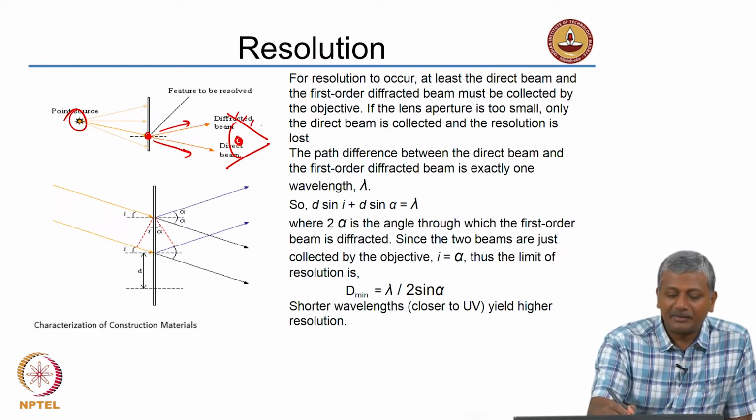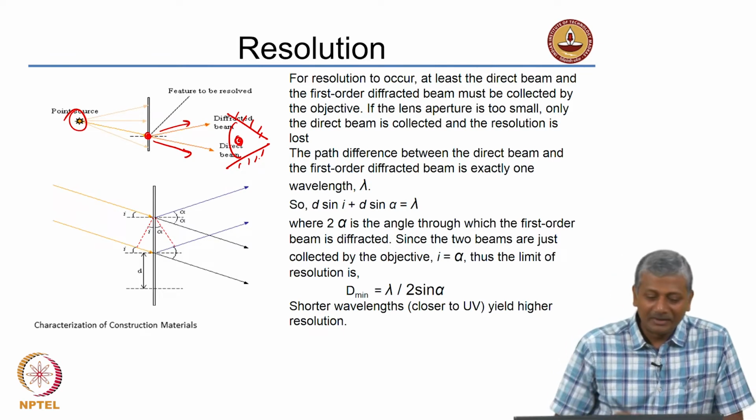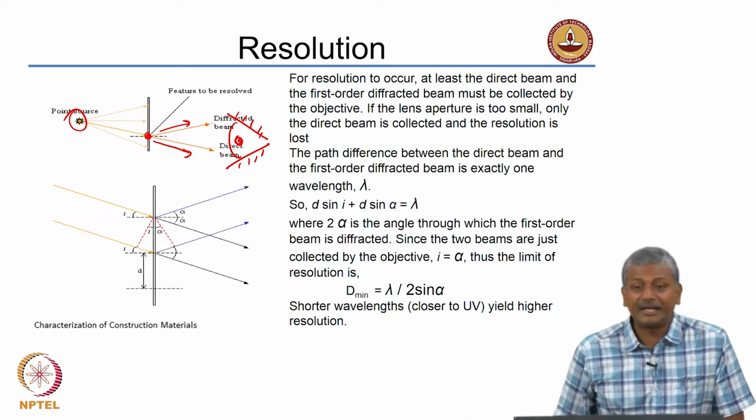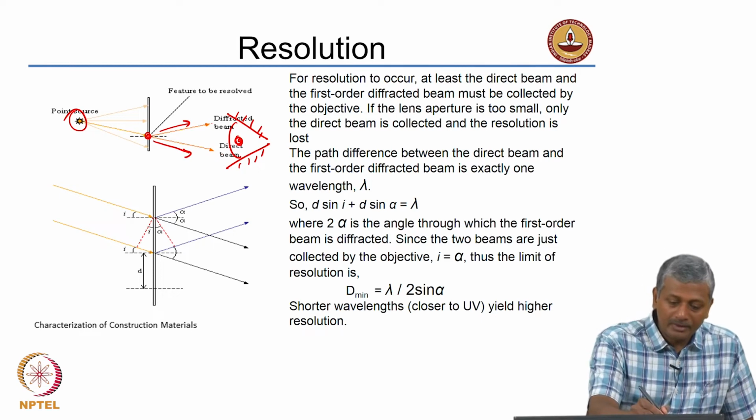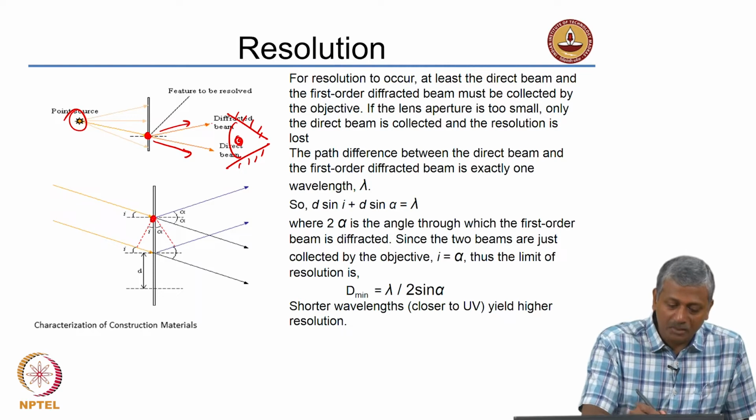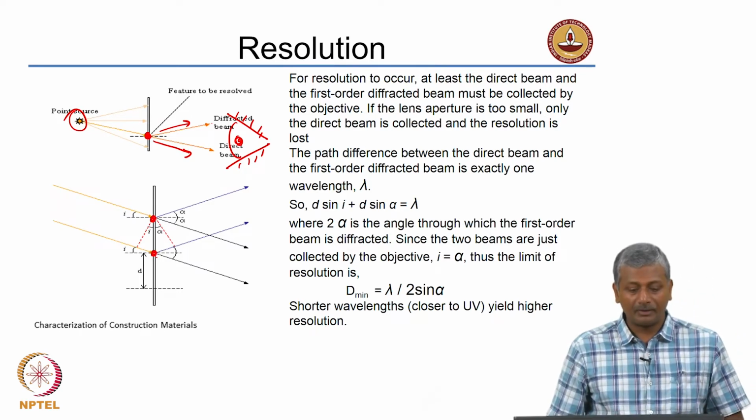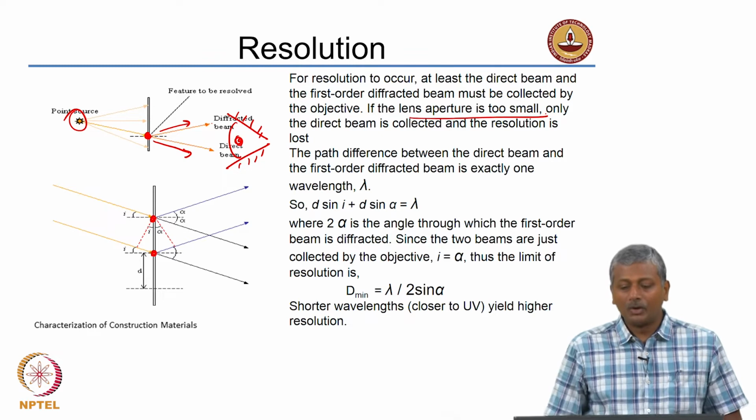sorry, that is a very bad impression of the eye, but let us say that you are trying to view that point with your eye, okay. The first order diffracted beam and the direct beam should both be collected by the lens for you to be able to resolve that there is this point here, okay. On the other hand, when you have 2 points which need to be distinguished, okay, the same concept will apply. Your lens system should be able to capture both the direct and the first order diffracted beam. But if the lens aperture is too small, only the direct beam is collected and the resolution will be lost.